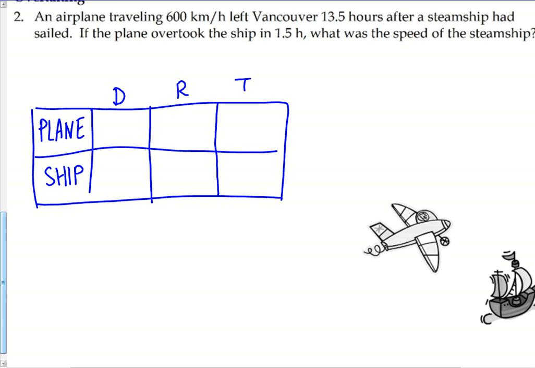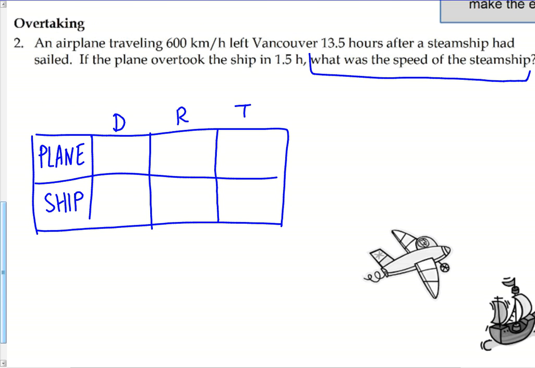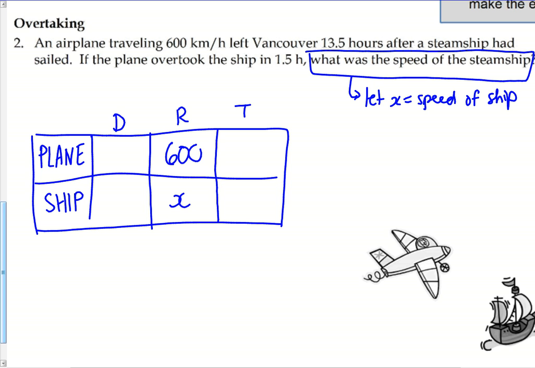All right. So what are we looking for here? What is the speed of the steamship? Meaning what? That is my variable. So we're going to let that be X, speed of ship. This one's actually pretty easy because we're looking for the speed of the ship. Do we know the speed of the plane? Yeah, we do this time. 600. Usually they would actually say, like, find both speeds, right? So this is a one variable question.